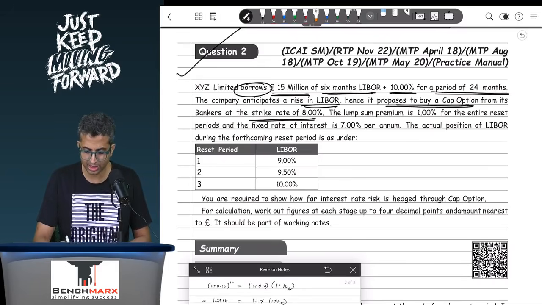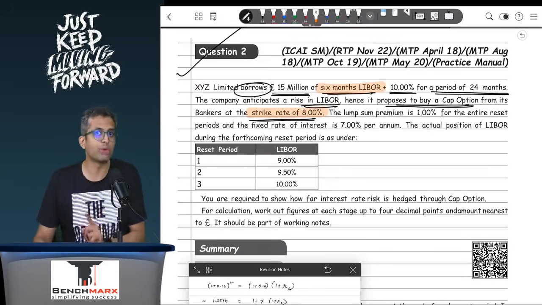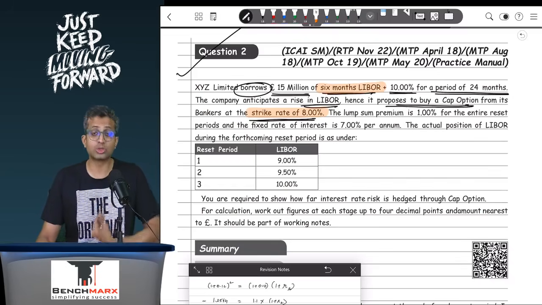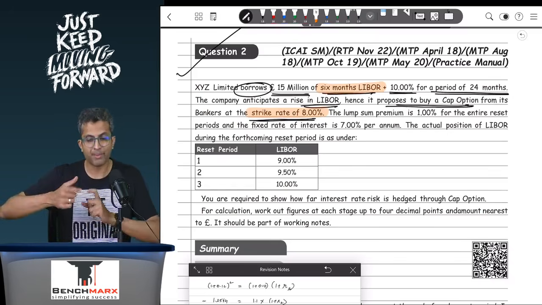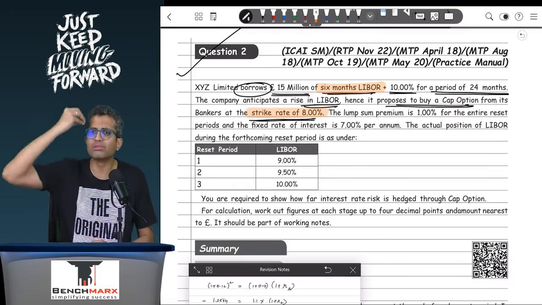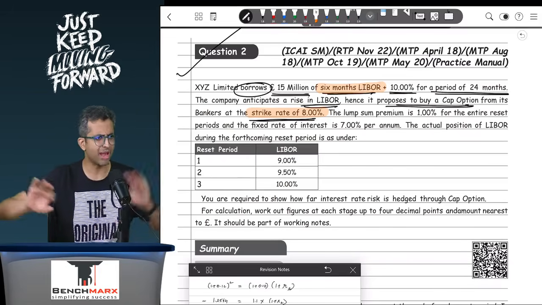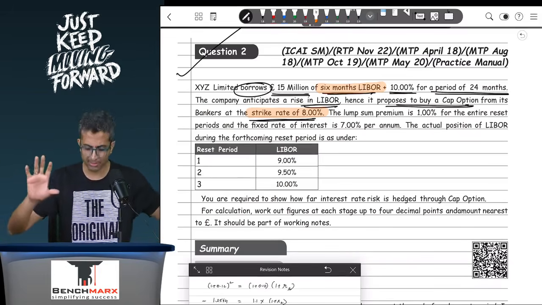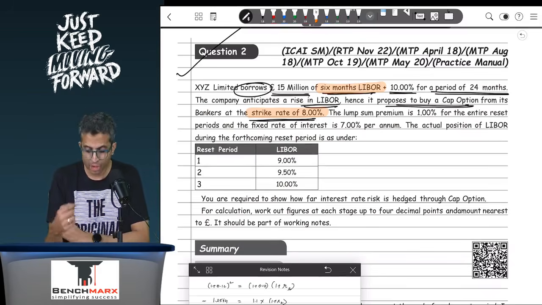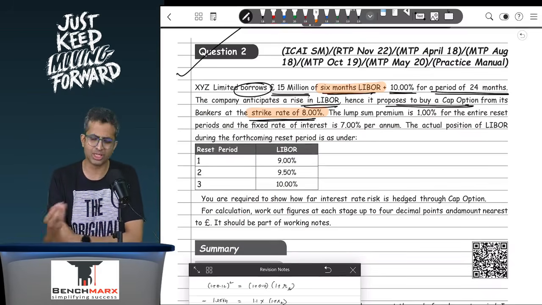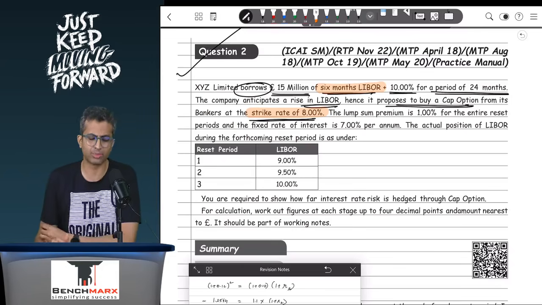Achha, this 8% has to be compared with whom? With only the LIBOR, not LIBOR plus 10%. Unless the question tells you that the reference rate is LIBOR plus 10%, it is always so. For comparing the cap, a banker might not even know at what rate you have borrowed. So the banker says that I will compare the 6-month LIBOR with the strike price or exercise price to decide the cap payoff.